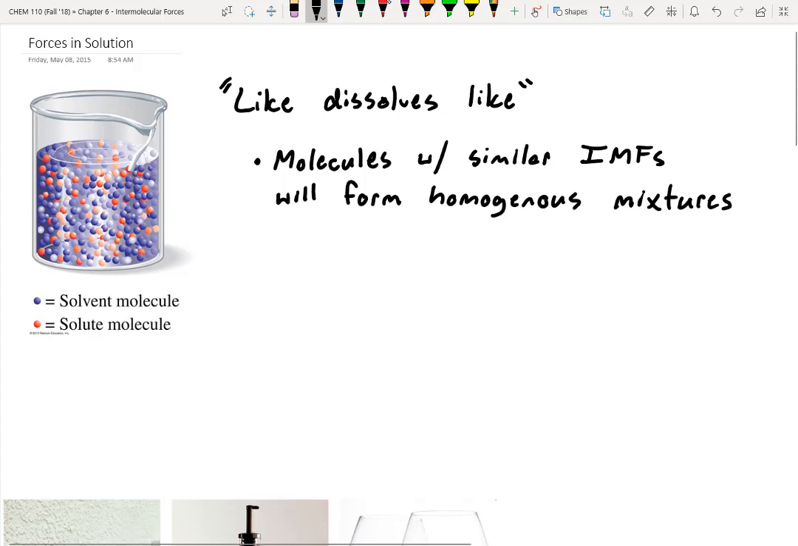All right, another term for a homogeneous mixture of two like things is miscible when you're talking about two liquids. So this can be called a miscible solution or miscible compounds.